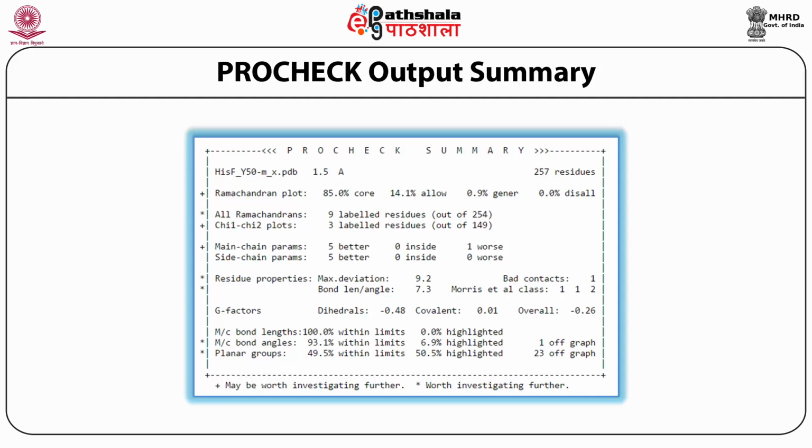Apart from that, there's a factor called the G factor, the geometry factor. If the overall geometry factor is below minus 0.5, it is not a good model. The higher, the more towards the positive, the better the geometry factor. Here you see the overall geometry factor is minus 0.26, which is better compared to minus 0.5. Like this you get a summary of overall amino acids in the predicted model. Based on this summary, you can either rectify or check the model.